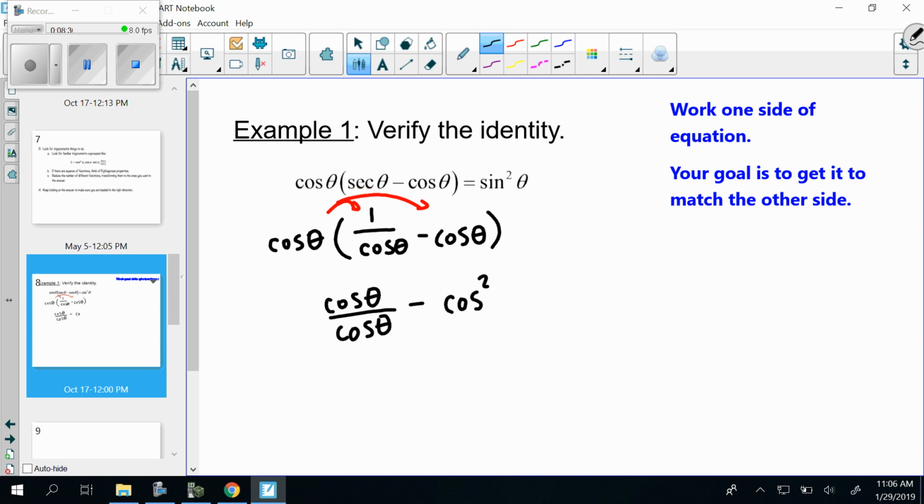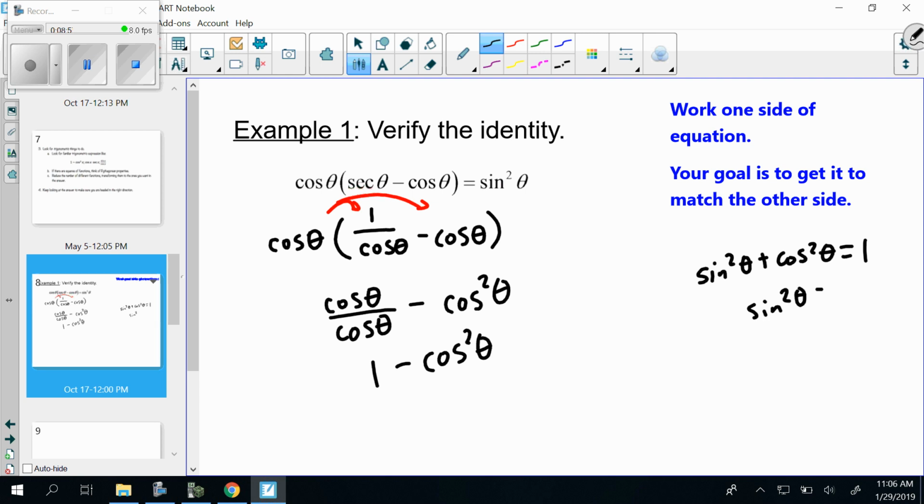So if we distributed this, this would be cosine over cosine minus cosine times cosine would be cosine squared. Well, what's cosine divided by cosine? That would be 1 minus cosine squared. And what does 1 minus cosine squared equal? That does equal, using our Pythagorean theorem identity, sine squared plus cosine squared, we know equals 1. So if we subtract that cosine squared to the other side, what's that equal to? Sine squared.